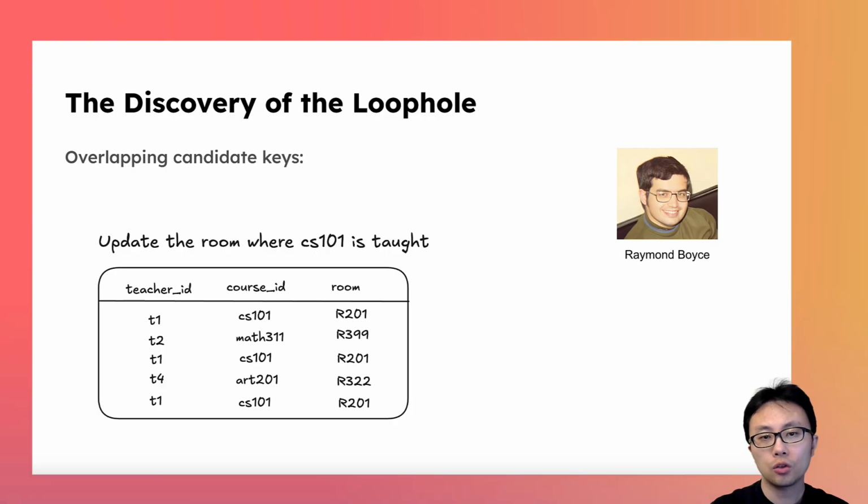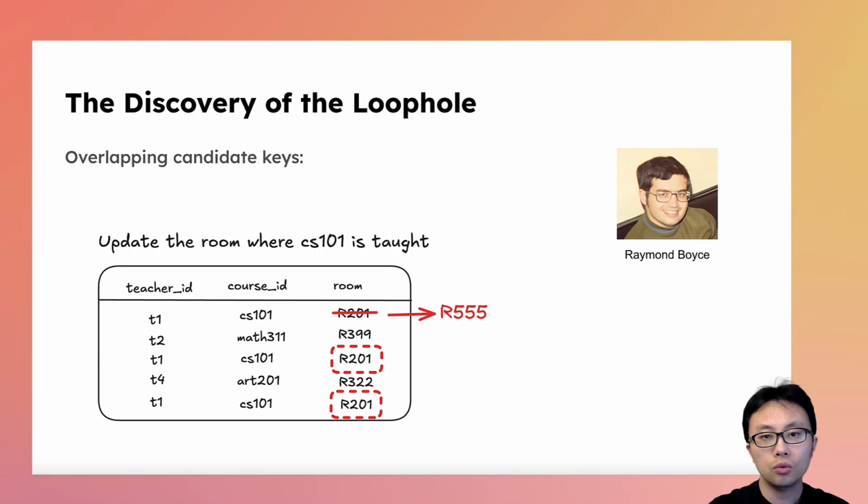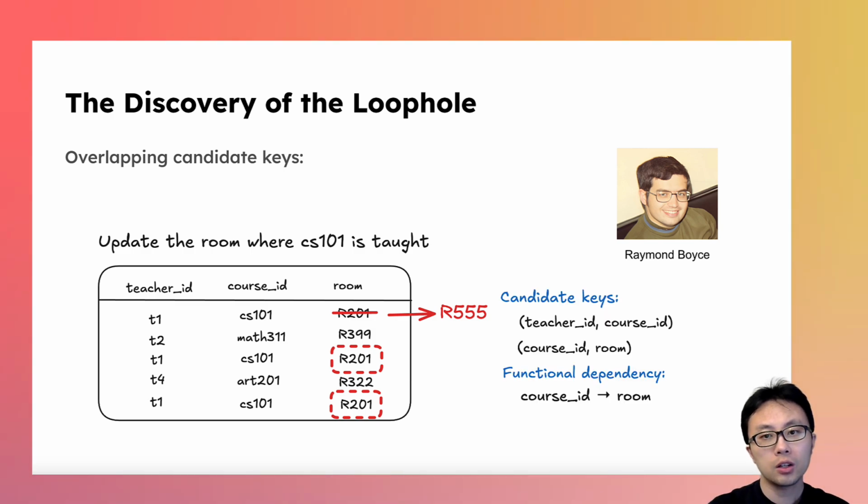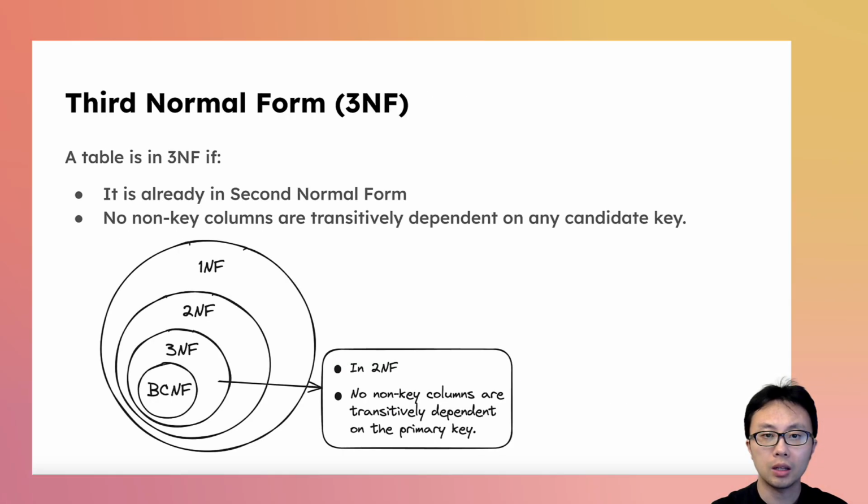However, if you ever try to populate the table with data, and then try to perform an update, such as updating the room where CS101 is taught, you need to find all the rows where course ID is CS101 and then update all their corresponding room numbers. Otherwise, you will have an update anomaly. Remember, the functional dependency between course ID and room asks you to do this accordingly. So the third normal form is not strict enough, especially in its focus on the non-key columns.